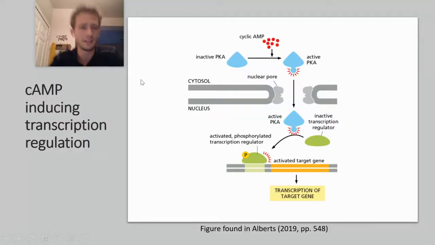Here's one specific example where cyclic AMP is actually changing gene expression. So once it activates PKA, this turns into a nuclear receptor where it can actually go into the nucleus, bypassing this double membrane of the nucleus, binding to a transcription regulator, which was first inactive, but now it's activated by PKA. And this will bind to different promoter sequences of genes to increase their expression.